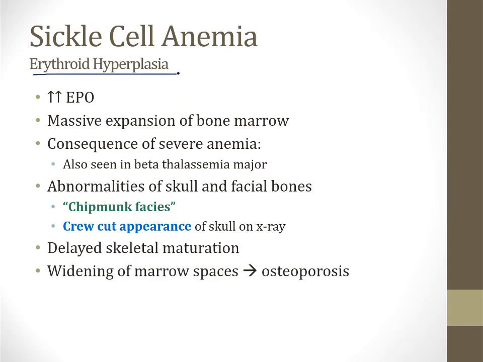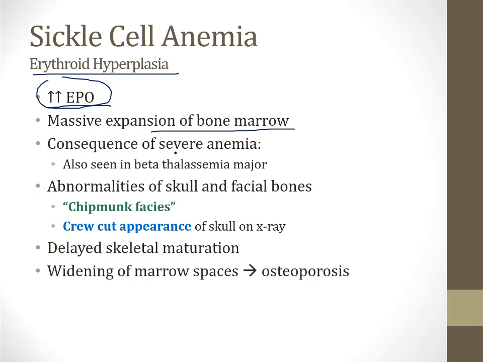This is the result of massive bone marrow expansion due to very high EPO levels. You don't see this much in the modern era because we treat sickle cell anemia, but years ago, children with untreated sickle cell anemia would have very high EPO levels, and this would lead to a massive expansion of their bone marrow, and this would lead to lots of bony abnormalities because the bone marrow was growing so large.